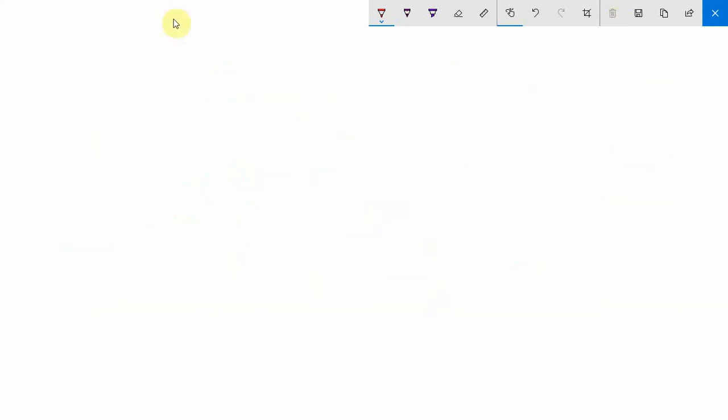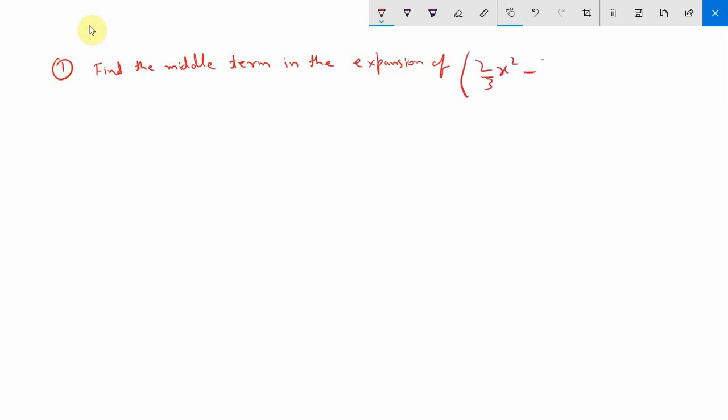Okay, so please write down the first question. Find the middle term in the expansion of (2/3 x squared minus 3/(2x)) to the power 20.